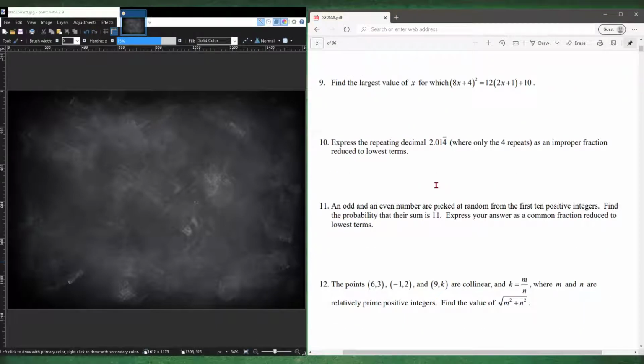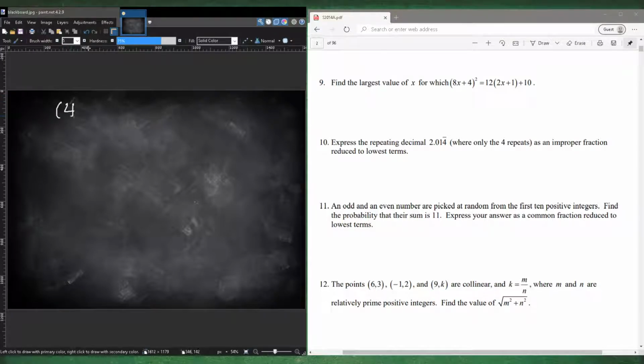Number 9. Find the largest value of x for which (8x plus 4) squared is equal to 12 times (2x plus 1) plus 10. Okay, since I noticed that 8 and 4 are multiples of each other, we could just split them up. So it'll be 4 times, in our parentheses, 2x plus 1, and that is still inside squared, equals 12 times 2x plus 1 plus 10.